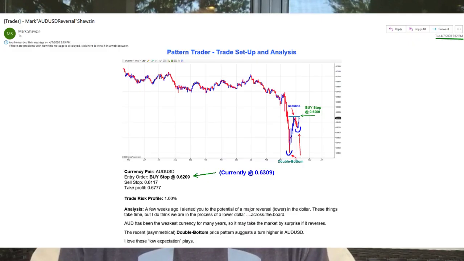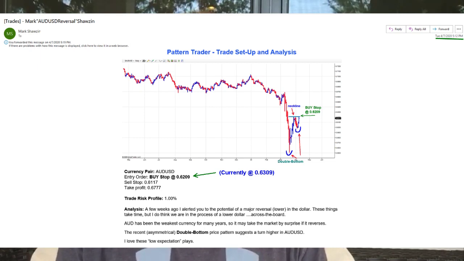Simultaneously, a couple days ago, I also advised our members to go long the Australian dollar versus the US dollar at 62.09. And right now, currently in the markets, we're trading 100 pips higher at 63.09.